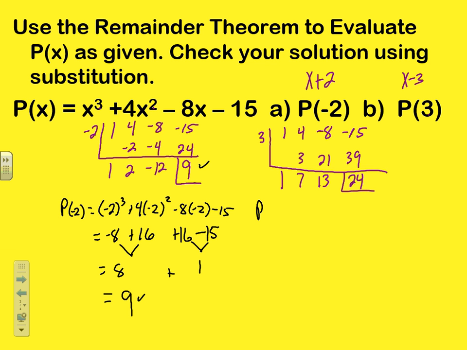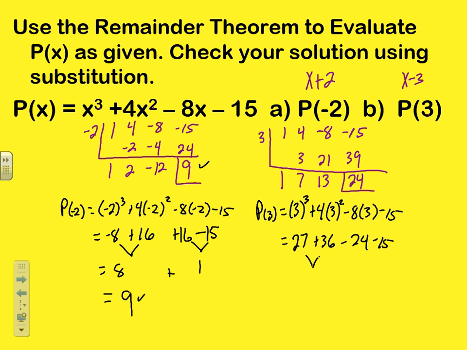I'm going to say p of 3 is equal to 3 cubed plus 4 times 3 squared minus 8 times 3 minus 15. Well, 3 cubed is 27. 4 times 9 is going to give me a 36, minus 24, minus 15. Add these two together here and I get a 63. Add these two together here and I get a negative 39. And 63 minus 39 is 24. So those checked out.